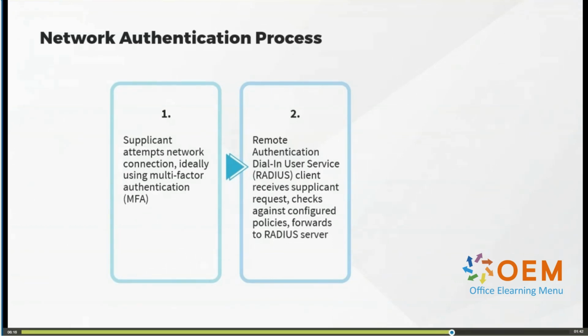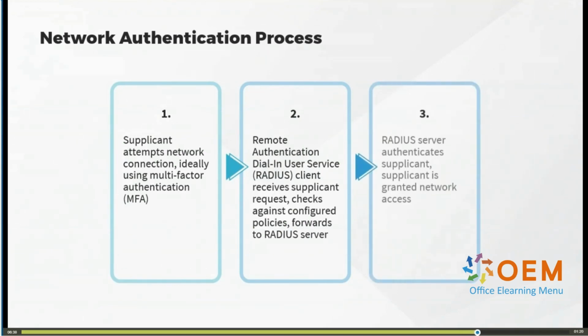Anyways, in step 2, the RADIUS client, let's say it's a wireless router, will receive the supplicant request to connect to the network, will check against configured policies that we just mentioned, like patches being applied, up-to-date malware scanner being in place, and it will forward that authentication request to an authentication server, which we call a RADIUS server, which is located elsewhere on a protected network.